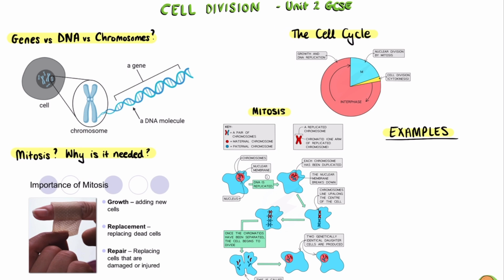I know it's been a while, but today we're going to do a video on the second unit of GCSE AQA Biology, and it's going to be all about cell division. So that's chromosomes, mitosis, and the cell cycle. So let's get straight into it.